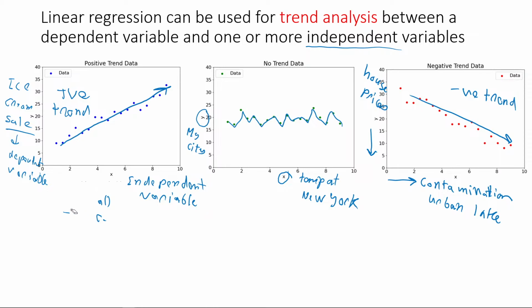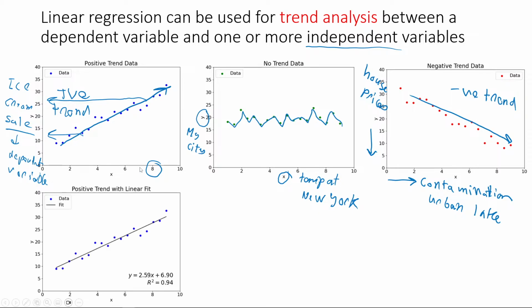Delete this here. Now I can choose to model this to see, at this temperature, how much ice cream I will be selling, and at that temperature how much I will be selling. You can fit a linear model to this. For the positive trend, I fit a linear regression model. My model here is about 2.5x, so this 2.5 is the slope, and 6.9 tells me the intercept.